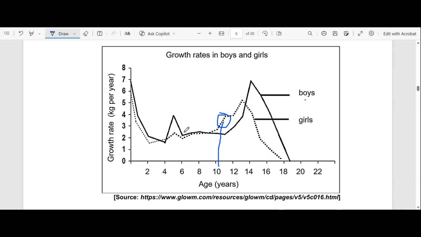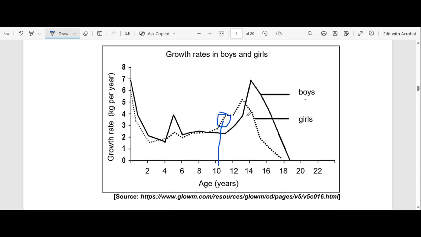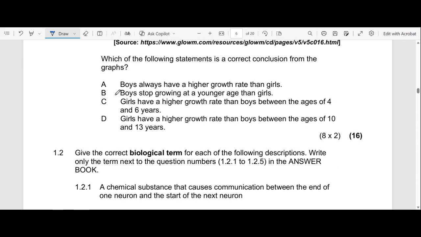As you can see from the graph here, after the age of 12, boys grow faster, right? They grow even more as compared to girls. Okay, so it's not true. So B is not true.